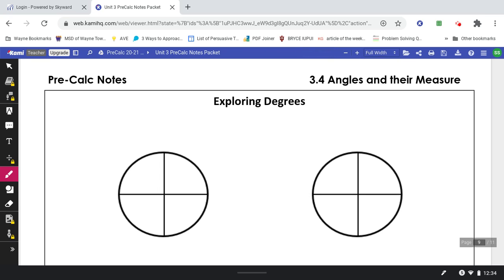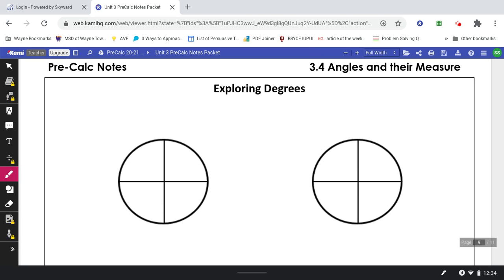These are the 3.4 notes for PreCalc. We're going to be talking about angles and their measure today. The first thing we're going to talk about is degrees, which you are probably familiar with from geometry.